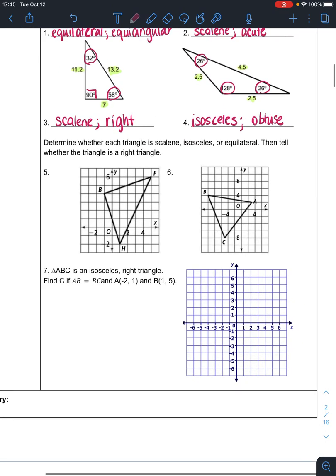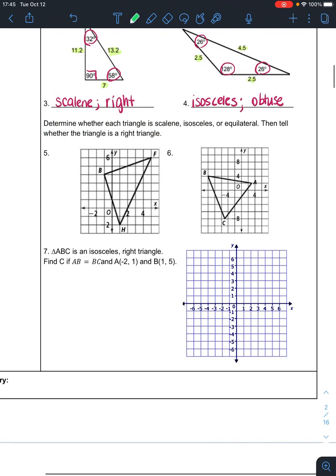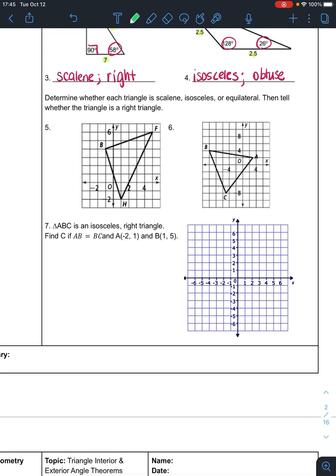So let's look at how to do some of these when we're looking at them on a grid. We don't have any side measurements, but we can use what we know about slopes, which kind of leads us to the Pythagorean theorem, but there's not really any reason to do all of that work. So let's just look from B to F. I could do the Pythagorean theorem and calculate the length of that side, but really what I just want to know is, are they equal or not? Because scalene is no equal sides, isosceles is two equal sides, and equilateral is three equal sides. So we can just look at our slopes and determine whether those are the same, and if those are the same, then the lengths of the sides would be the same.